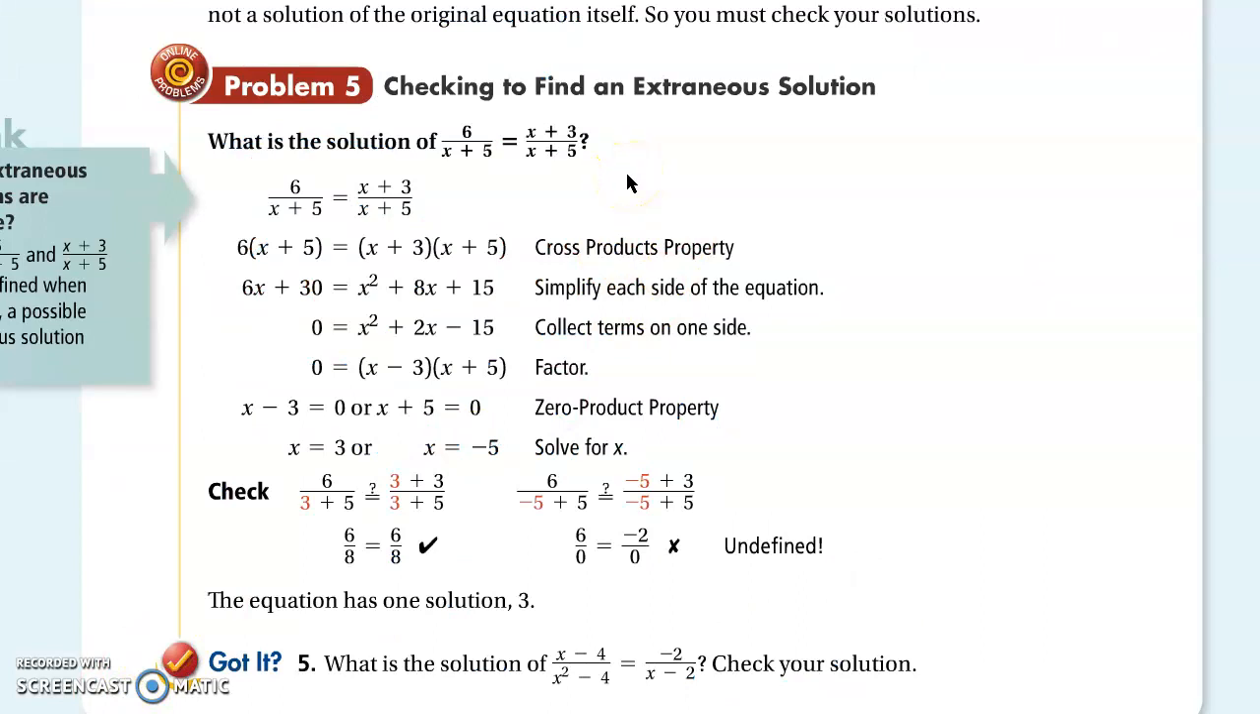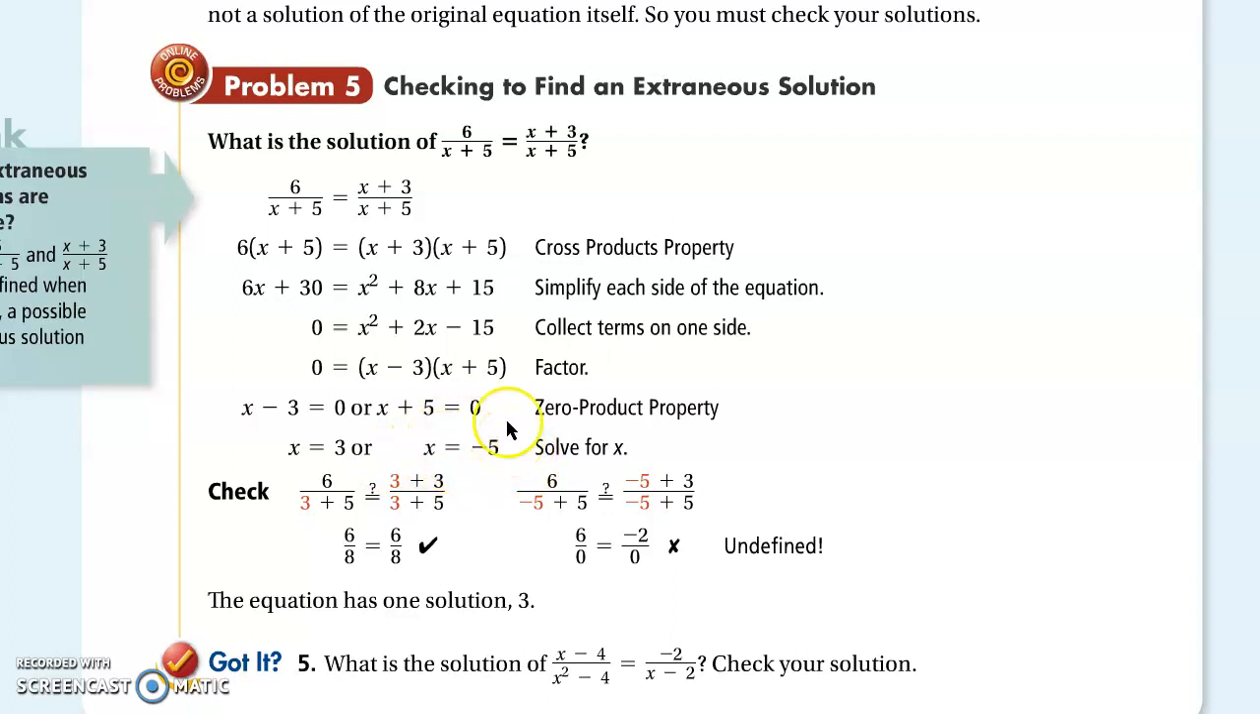And the very last problem that we have to go over is this idea that we might have an extraneous solution. Now notice this is a proportion. So if you multiply it across, you would get 6 times x plus 5 is equal to these two multiplied together. I distribute, and when I distribute here, I actually have to FOIL out. When I FOIL out and move everything to the same side, I end up getting something that I can factor. If I factor, factors of negative 15 that add to 2, I get 5 and negative 3. And I would get two solutions: either x is equal to 3 or x is equal to negative 5.